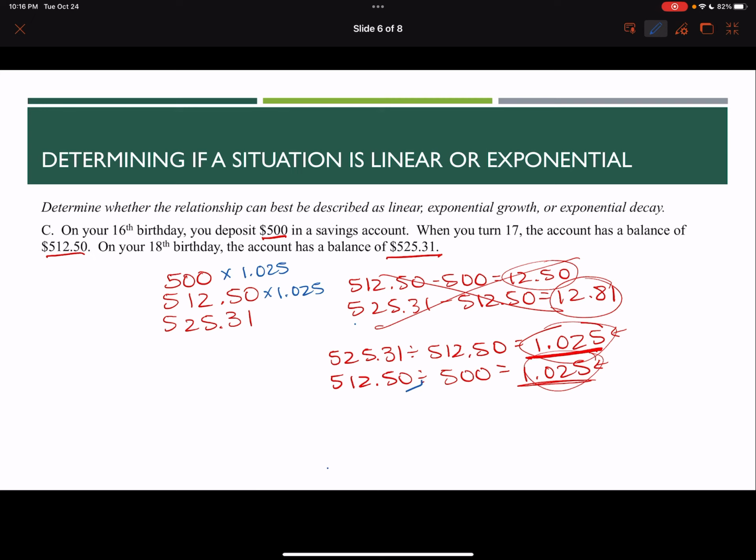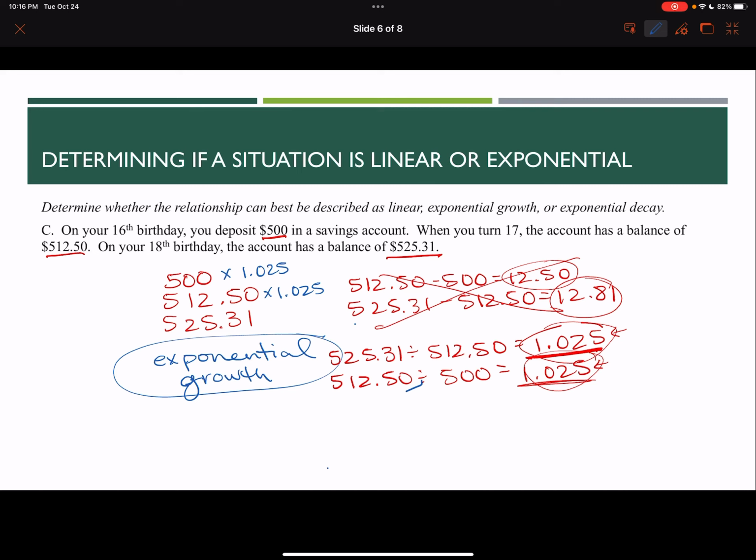So because every time the pattern is multiplying, it's exponential. And are these values increasing or decreasing? We're going from 500 to 512 to 525. They're increasing. So we're going to say that this is an example of exponential growth.